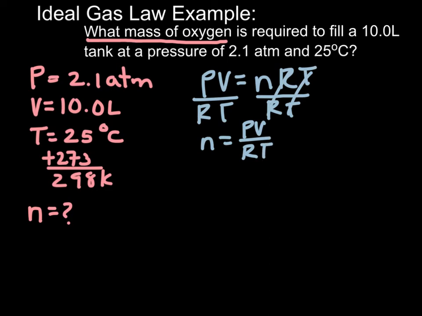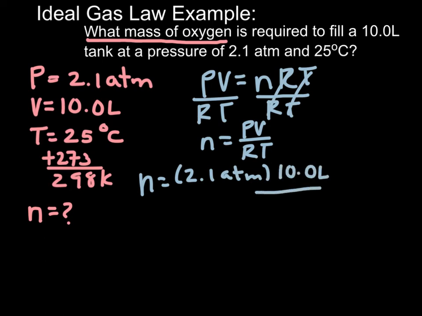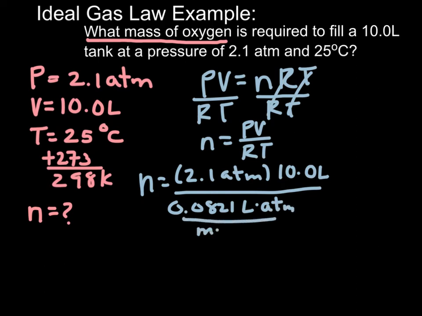As we start to solve this, we have 2.1 atmospheres times 10.0 liters divided by, and now we have to use an R value from the last slide. Because pressure is in atmospheres, we're going to use 0.0821 liters times atmospheres over moles times Kelvin. And we're going to multiply that by 298 Kelvin down here, okay?